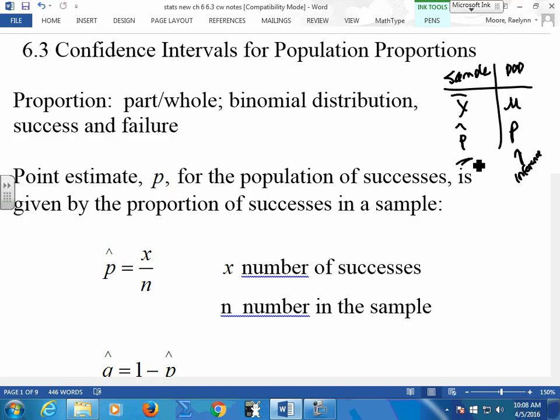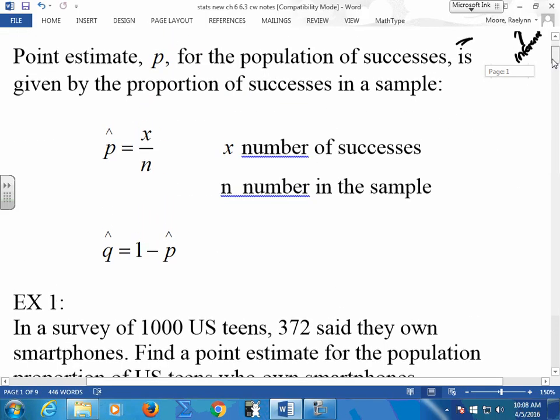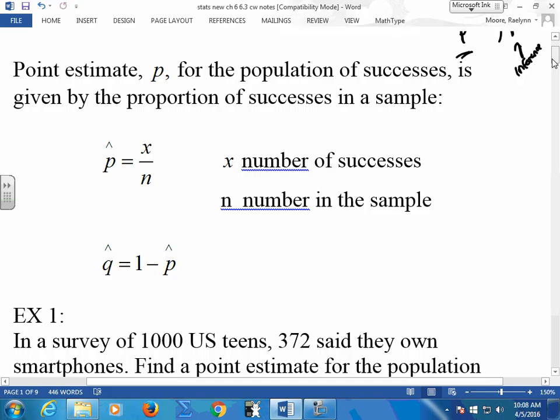Now, all this is asking us to do is find a proportion. And a proportion is usually a part over a whole. So we've got to look for something that we can set as a part over a whole. Once we find a P hat, we can find a Q hat by 1 minus the P hat. We call these things hats.